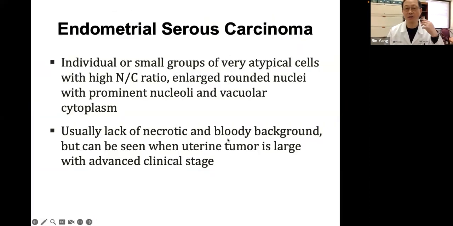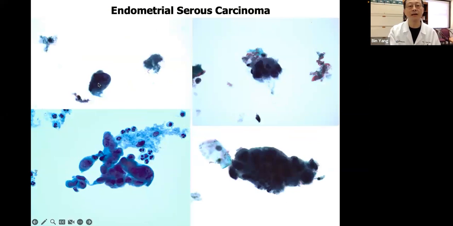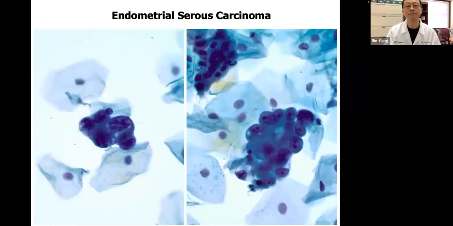Endometrial serous carcinoma. Occasionally we've seen this. These are different because these have really high N/C ratios and enlarged nuclei. They tend to be individual cells in a necrotic, bloody background. So here's a case: you have enlarged nuclei, glandular cells, and not much necrosis, relatively clean, and they stand out. Usually you will not miss it.